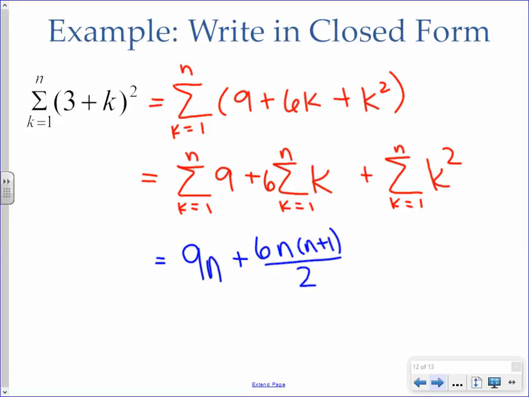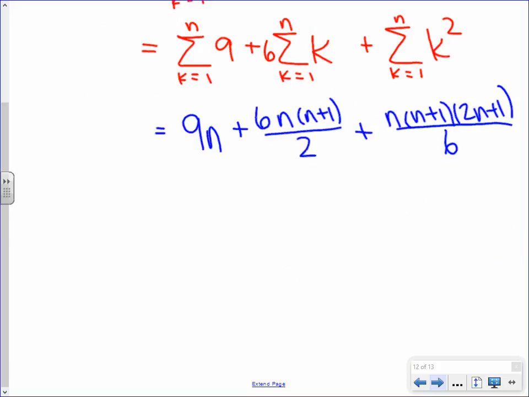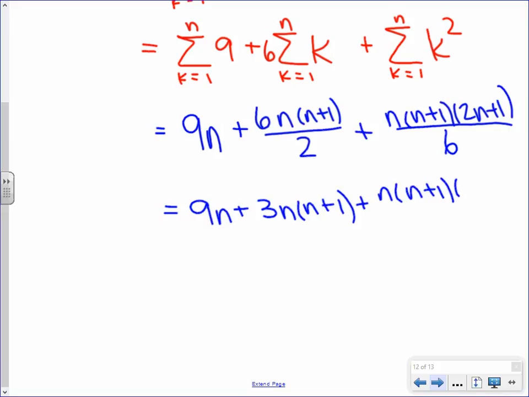We'll eventually get there. And then our k squared sum is n times n plus 1 times 2n plus 1 over 6. So yes, Cole, if you want to simplify. Well, it's easier to plug in numbers if it's simplified, don't you think?